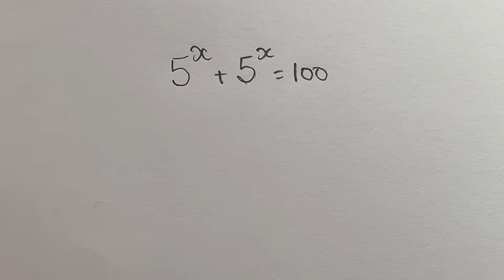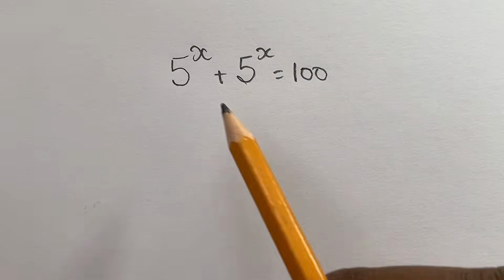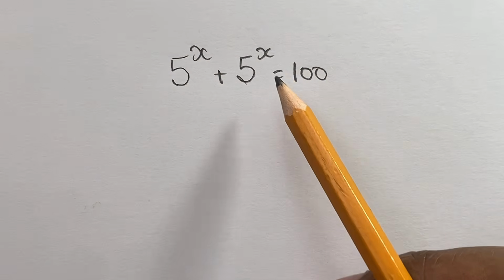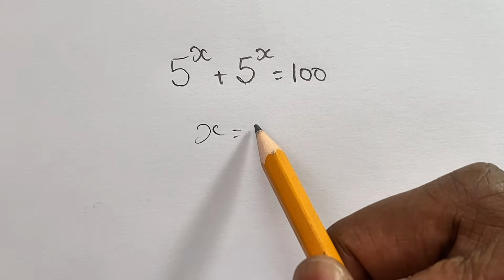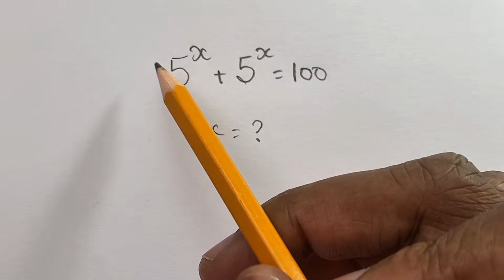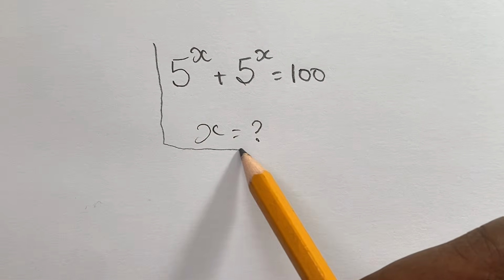Here we have another algebraic exponential equation that we're going to solve. In this equation, we have 5 to the power of x plus 5 to the power of x is equal to 100, and we're asked to find the value of x. Now you can pause this video and see if you can do this one by yourself.